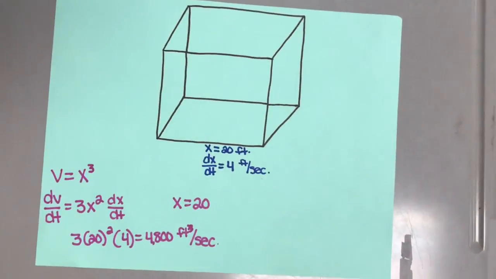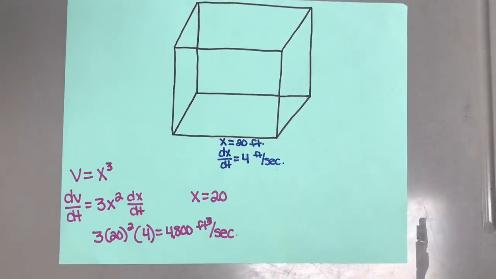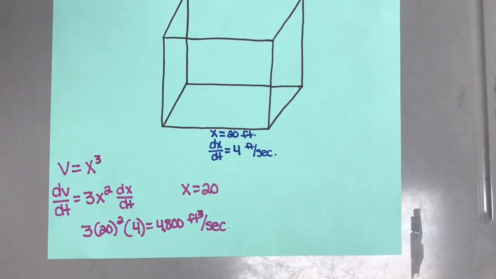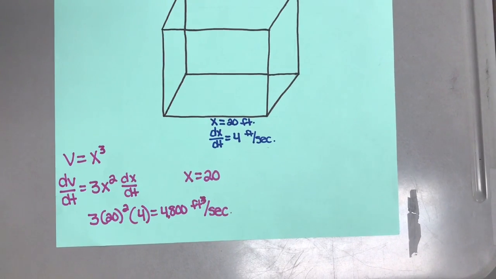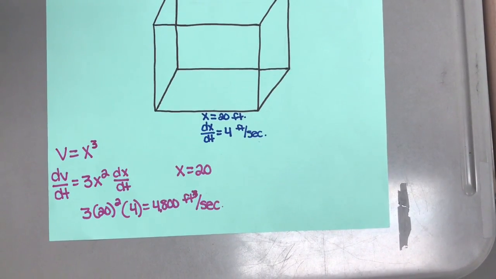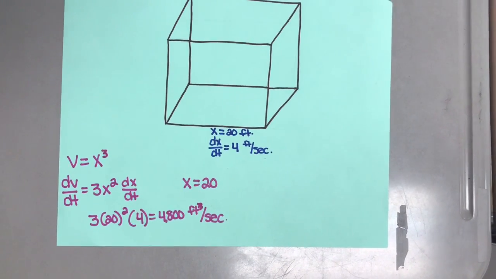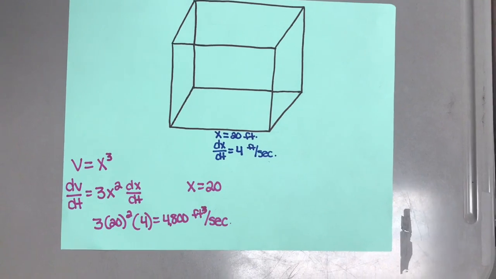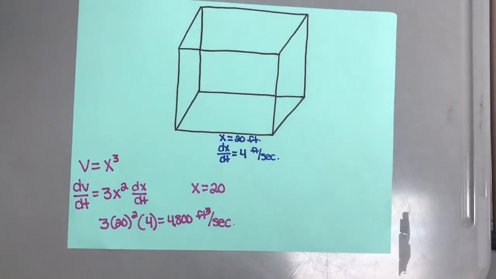So here's our cube with 20 feet for one side, and our rate is 4 feet per second. So we take the derivative of our formula, which gives us dv over dt equals 3x squared dx over dt. If we plug in 20 for x and 4 for dx over dt, we will get 4,800 feet cubed per second.